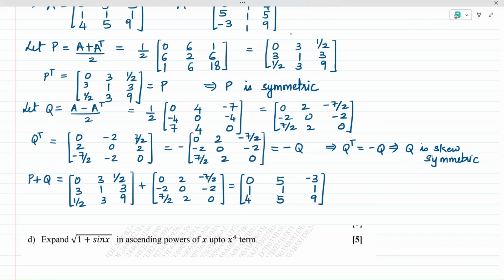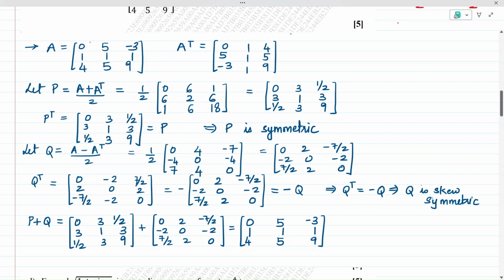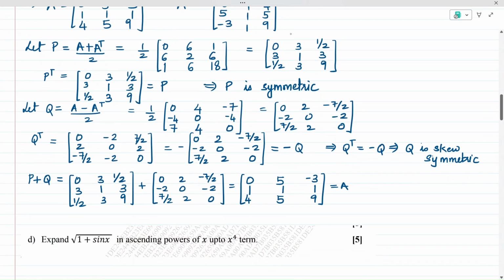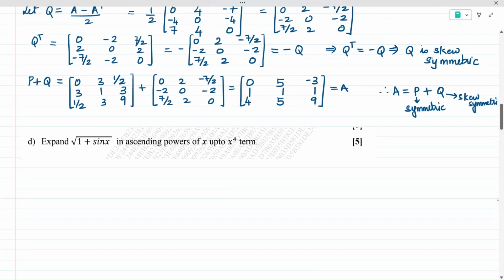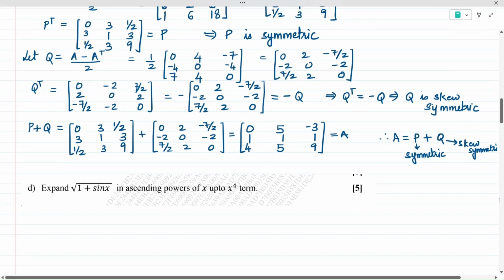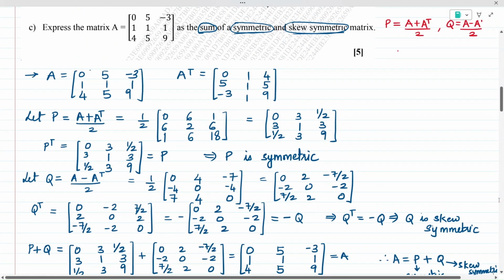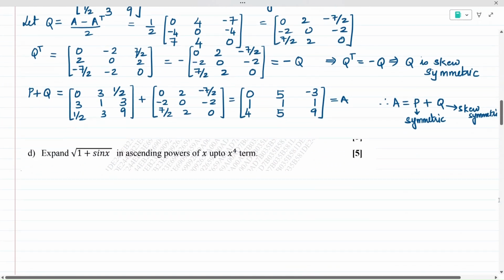Check if this matrix is equal to your original A. We have this as A. So can you see that A is equal to P plus Q, where P is symmetric and Q is skew symmetric. So we got A is equal to P plus Q, where P is symmetric and Q is skew symmetric. So this is your question completed. I hope this is clear with all of you, how to go about with this question. Again, a 5 marks question. Question number 1C, December 2019.